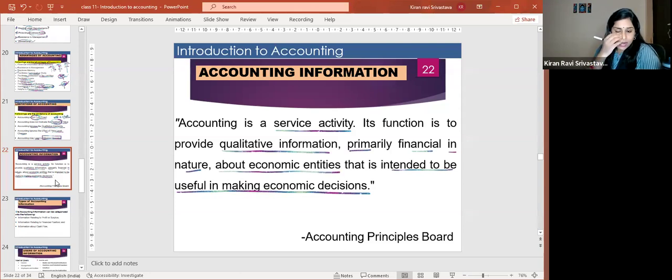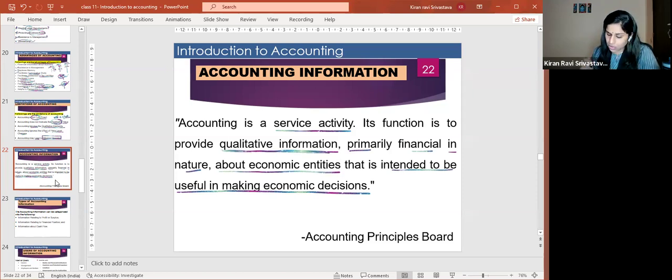All these while, accounting is a service activity. We are not actually purchasing anything. We accountants are just recording everything. So it's like a service. They're not producing any goods here. It is a function to provide qualitative information about the firm's performance, whether it is doing good or whether it is doing bad, through the record keeping.